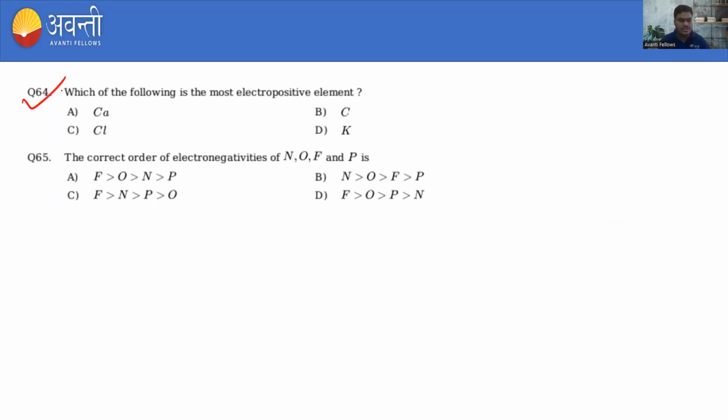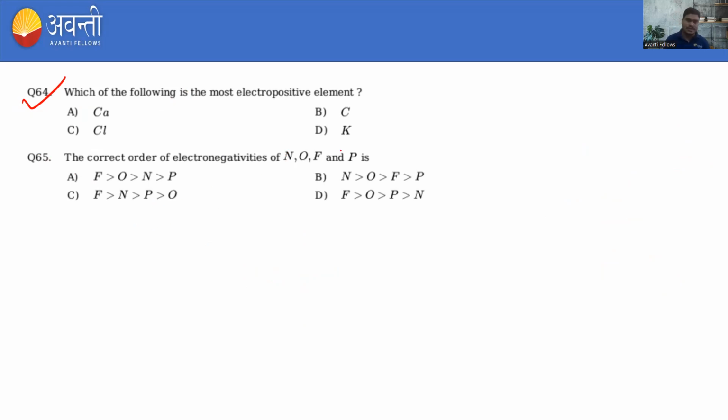Now, move to the next question, that is question number 64. Which of the following is the most electropositive element? I guess that these five, six questions are very, very easy questions. They are very basic questions. I hope all of you did this question correctly, right?